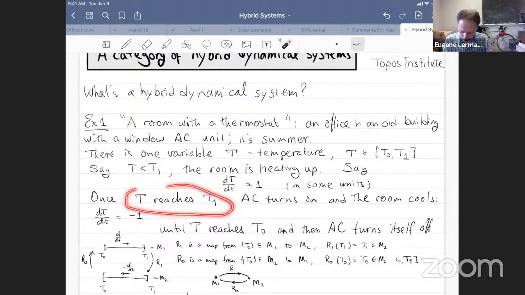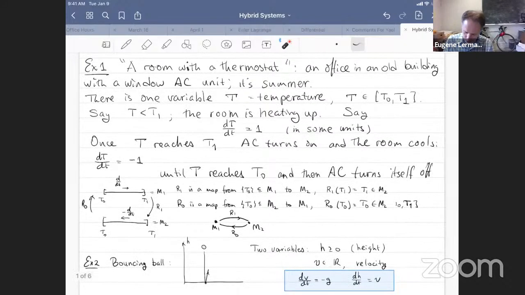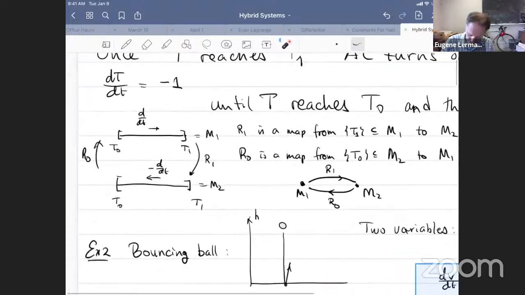Once T reaches T1, the air conditioning better kick in, so it turns on. And then it starts blowing cold air, so the temperature now is decreasing at this rate. You could put different rates if you want to, you'll have a different ODE, but it doesn't really matter. And it will continue like this until the temperature drops low enough, say to T0, and then the air conditioner should better shut off. And so what do we get? We get a system like this.